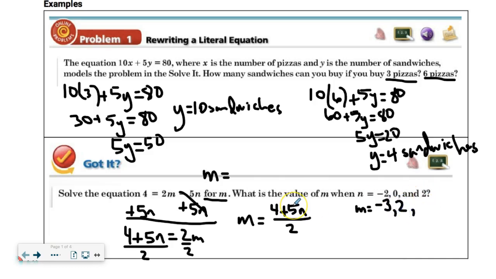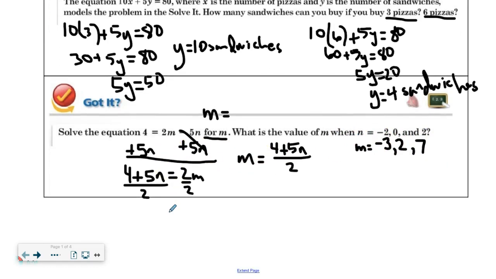And then positive 2. 2 goes in here. 5 times 2 is 10. 4 plus 10 is 14. 14 divided by 2 is 7. So there are the respective m values when n is those following things. I could write these as ordered pairs, that'd be fine: (-3, -2), (2, 0), (7, 2), but the reality is all I need is this right there.